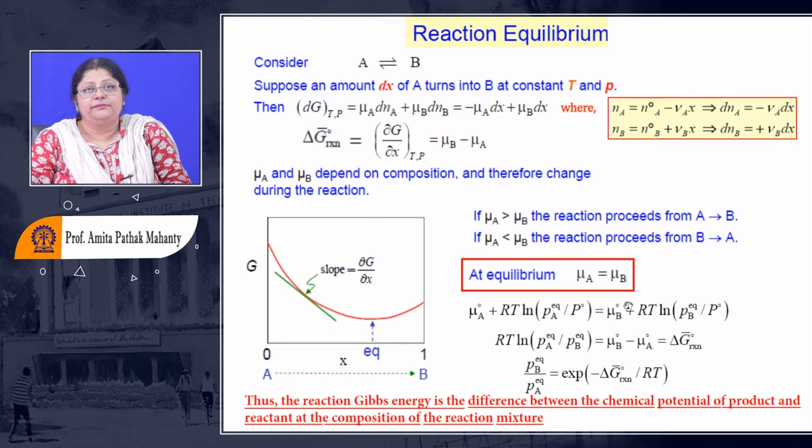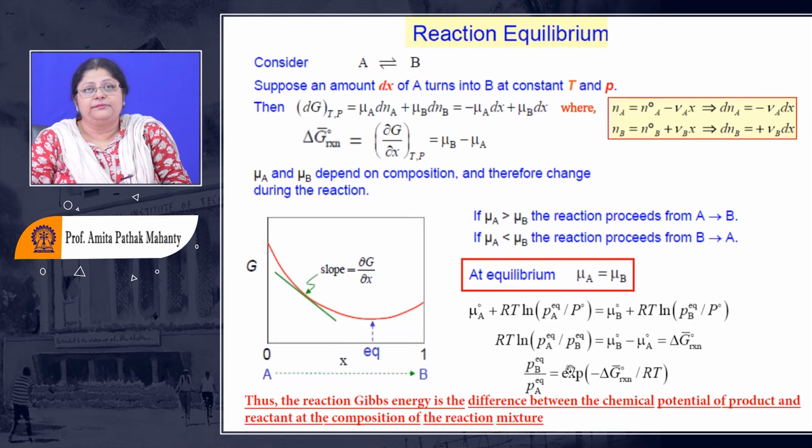Okay. So what can we write down? We can write down the chemical potential of A in terms of what we know: the chemical potential of its standard state plus RT ln of the equilibrium partial pressure of A, equal to the chemical potential of B, plus RT ln of the partial pressure of B at equilibrium. P naught is always going to be there. Remember, you always have to keep in mind that P naught is always there. We may not write it, but it is always going to be there.